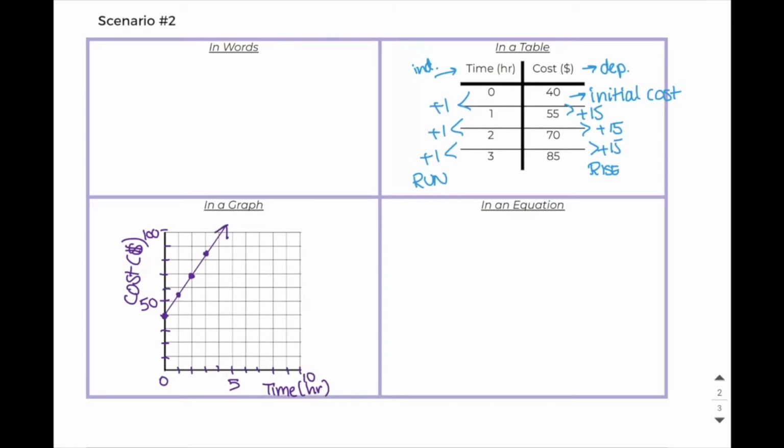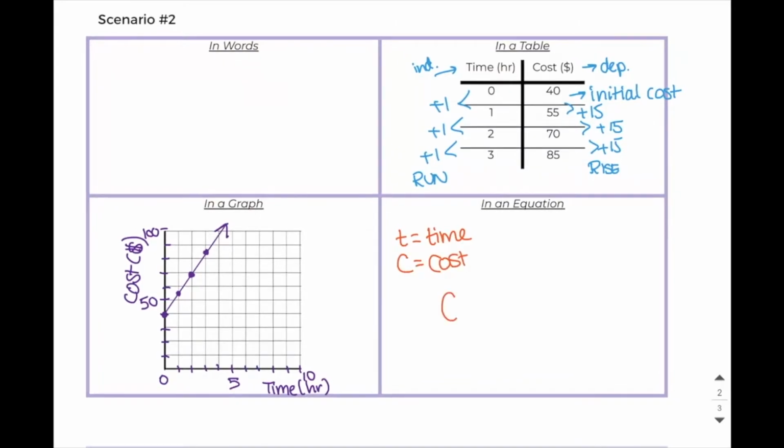Okay, so now let's do our equation. I'm purposely doing the words at the end because we can make up any scenario that we want as long as it goes along with this. But let's go ahead and do our equation. So we have our time, we'll call T, and then we'll call C our cost. And so it tells us here that our cost is starting at $40. It tells us in the table and the graph that it's starting at $40, and that it is going up by $15 for every 1 hour.